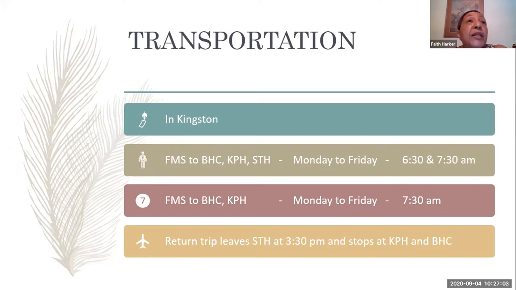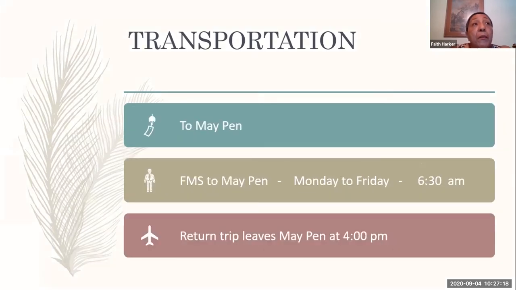Now, whenever students are short of hours because the trip leaves a particular site early, they are expected to make up those hours at another clinic site. Maypen has its own dedicated transportation and it leaves the faculty building at 6:30 every morning, Monday to Friday. The return trip from Maypen leaves at 4:00.